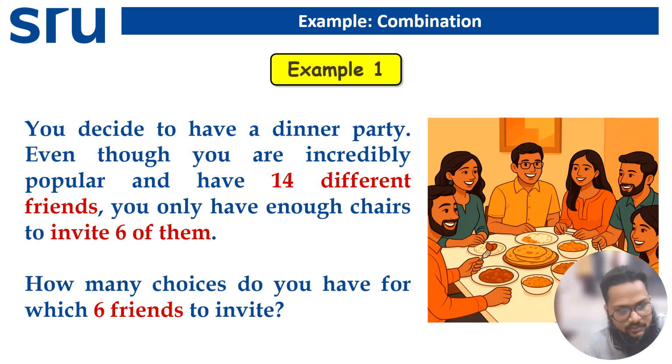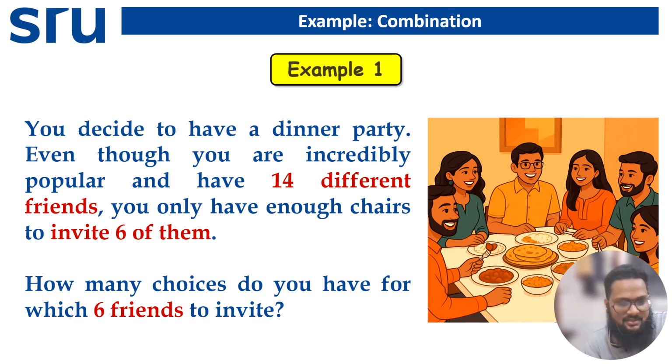Suppose in your class or in your college, or if you are working, you have only 14 close friends, and out of them you want to invite only 6 because you don't have enough chairs at the dining table to seat them. So the question is: out of these 14, if you are inviting 6, in how many ways can you choose the 6 friends? I know it is your personal choice, but mathematically, think about the answer.